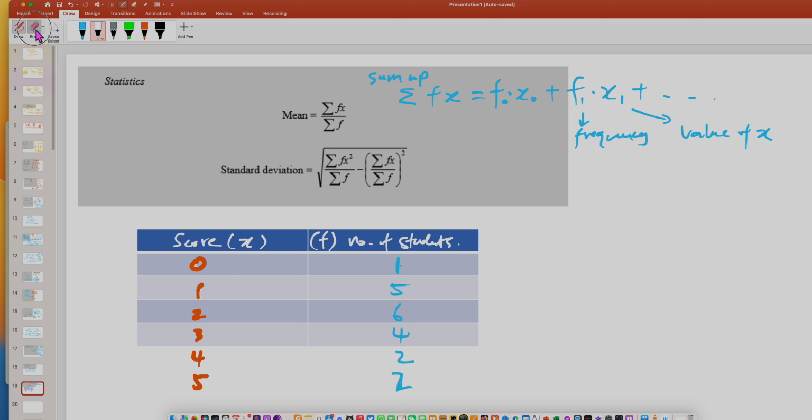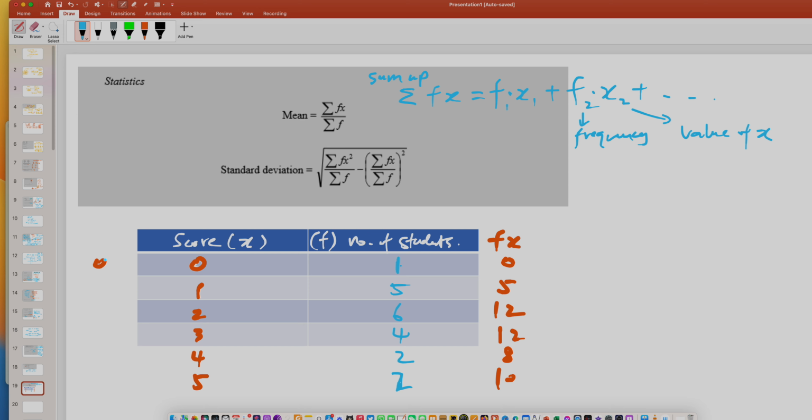How do you make use of this formula? You need to find out the fx first. So fx means f times x. So it's 0, 5, 12, 8, and 10, right? Now you need to sum up. Summation. So this is your f. If you see this as the 0 row, then it's f0 x0. Probably I should start from f1 now. f1 x1, f2 x2.